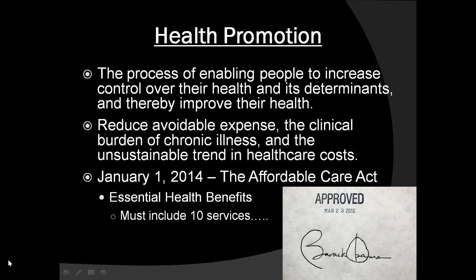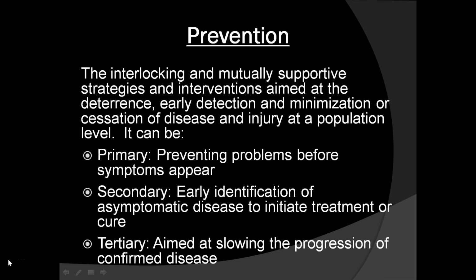So this must include 10 different services, and these services can include ambulatory care services, emergency services, hospitalization, maternity and newborn care, mental and behavioral health services, prescription drugs, rehab and habilitative services and devices, lab services, preventative and wellness services, and chronic disease management and pediatric services. Now, prevention is the interlocking and mutually supportive strategies and interventions aimed at the deterrence, early detection, and minimization of or cessation of disease and injury at a population level.